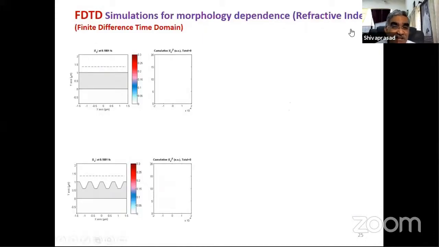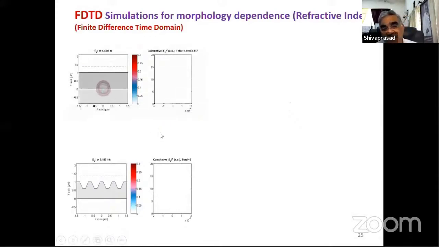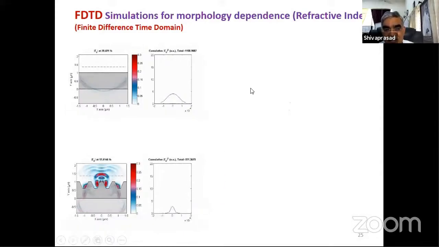Then we have done some simulations to find out the effect of refractive index with different shapes. You can see here how light gets scattered by different shapes. This is called finite difference time domain calculations. When you have a flat film, you get this kind of light because of refraction. But when you have something like this, you can get a different kind and an enhanced amount of light coming out of these materials. So we do this kind of calculation.